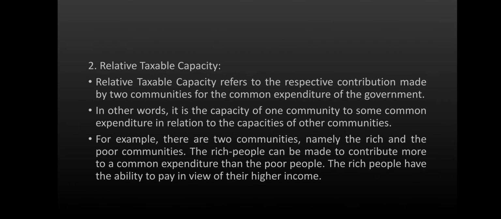The next type of taxable capacity is relative taxable capacity. This refers to a citizen's capacity compared to other community persons. For example, a rich person and a poor person. A rich person will have more taxable capacity than a poor person. So the government should consider the citizens' social positions in the country in order to measure the taxable capacity.